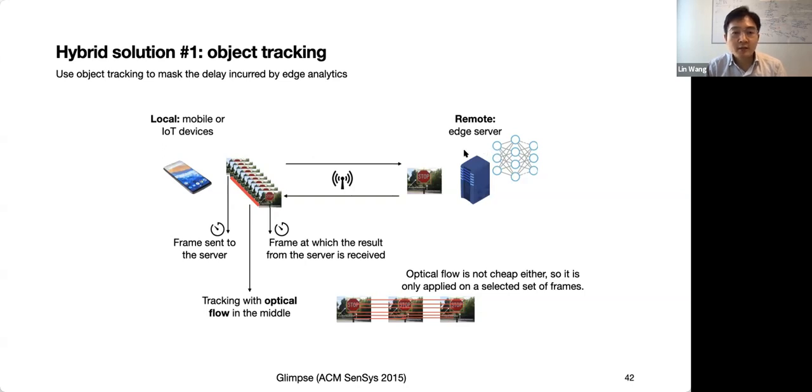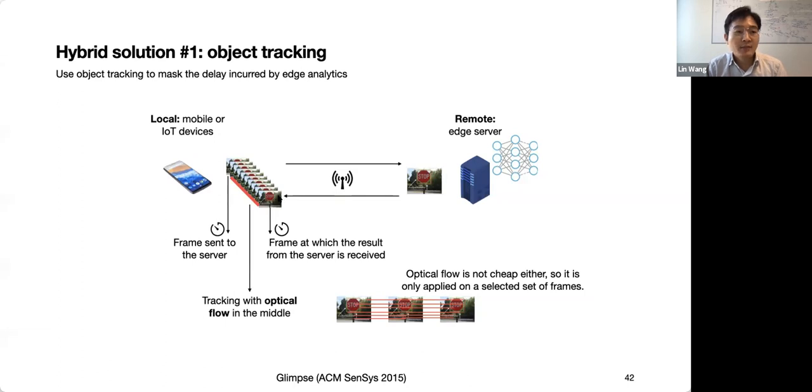So we have an edge server, we can offload everything to the edge, like the deep neural network at the edge, right? But one problem is that, for instance, imagine this is a frame you send to the server. So at time T, you send a frame to the server, but when you get the analytics results back, it takes time, right? So maybe 10 milliseconds or even 100 milliseconds has passed.